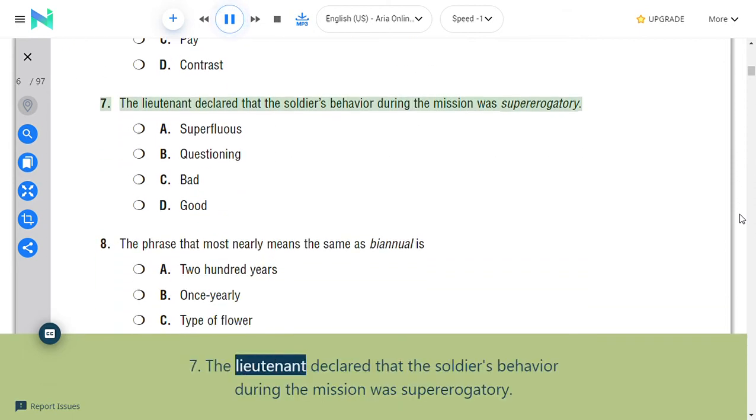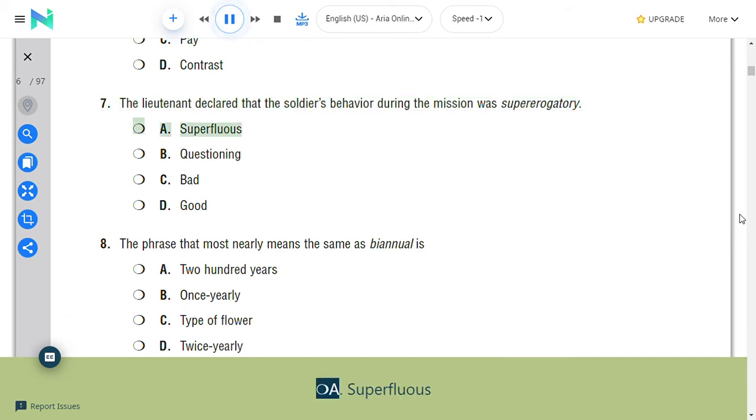7. The lieutenant declared that the soldier's behavior during the mission was supererogatory. A. Superfluous. B. Questioning. C. Bad. D. Good.